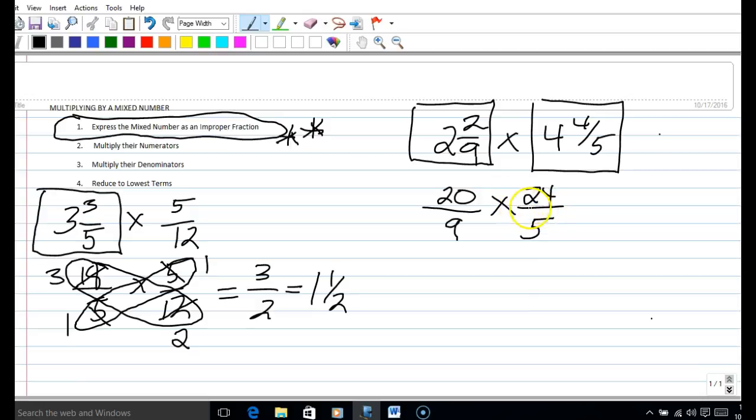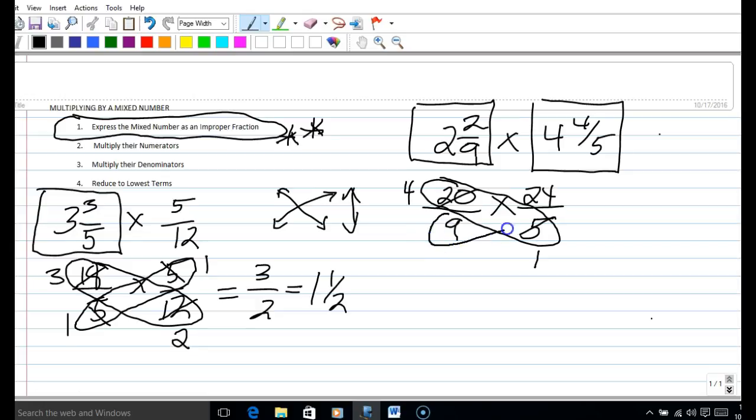Now again, if I can avoid it, I want to avoid multiplying 20 times 24. So I'll look at the numbers that I have here and see if I can divide out any common factors. Remember, you can cancel diagonally or straight up and down, but not straight across. So here, 20 and 5 both contain a common factor of 5. So I'm going to divide 5 out of each one of these numbers. So 5 divided by 5 is 1. 20 divided by 5 is 4.